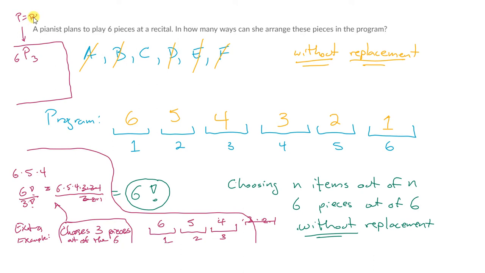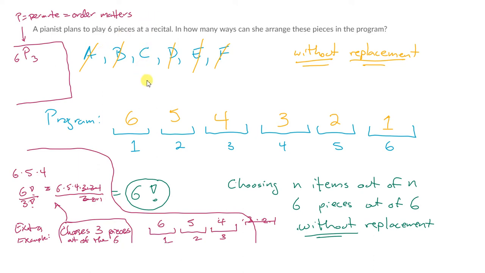P equals permutations. I'll just write permute, which means the order matters. Permute means order, or change the order. If you look up the word permute in the dictionary, it means move the order around. So the order matters, and also obviously without replacement.